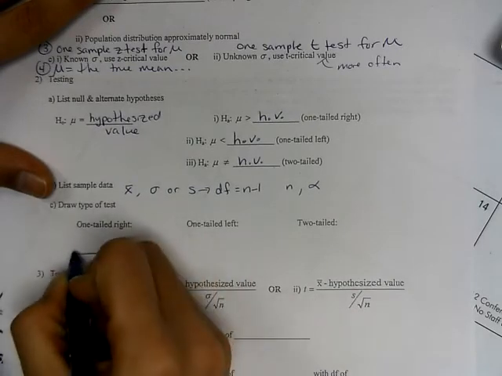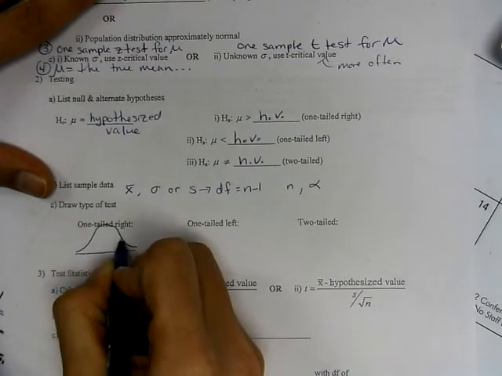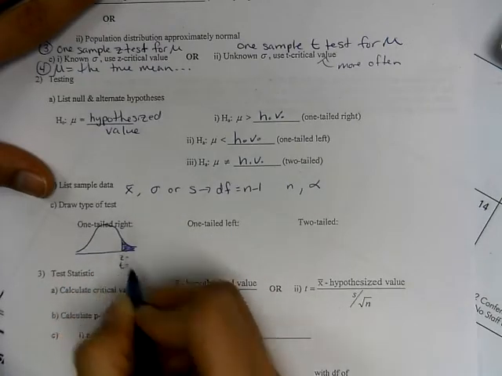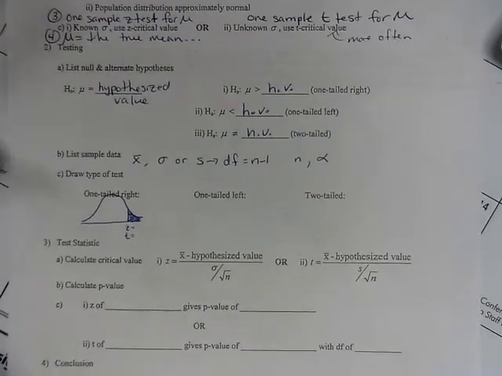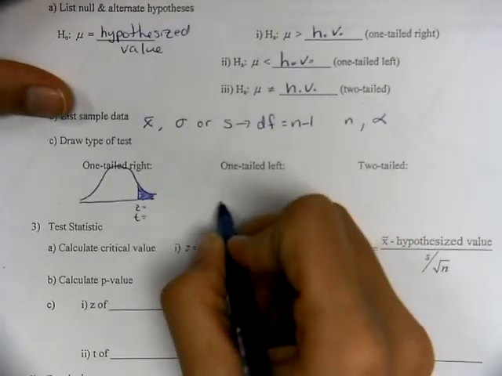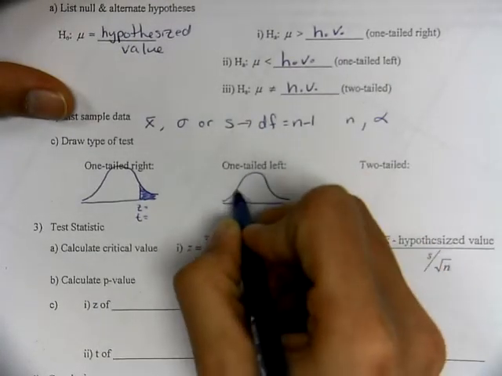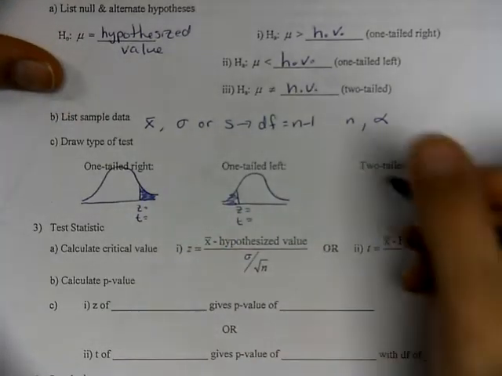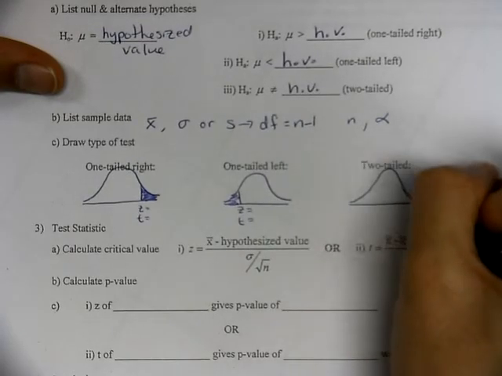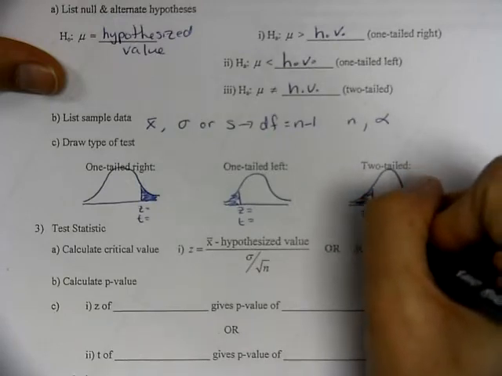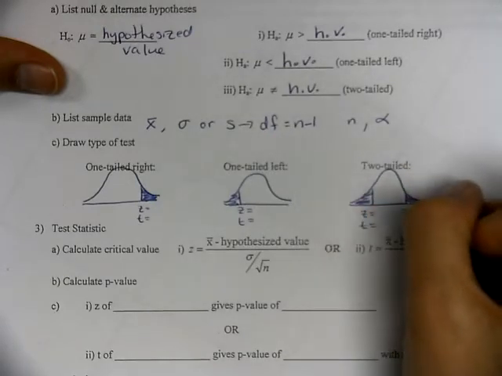Okay? Then draw your test. So you either have a one-tailed right. Remember, that's if you have a greater than. And you would either write Z equals something or T equals something. One-tailed left would be less than. And again, you either give me Z or T. And then the two tails, greater than or less than, and you tell me Z equals some negative or T equals some negative, some positive.